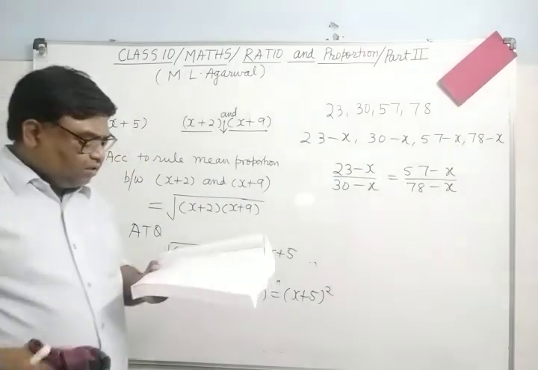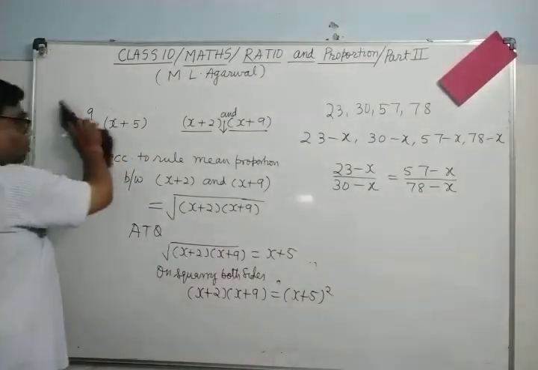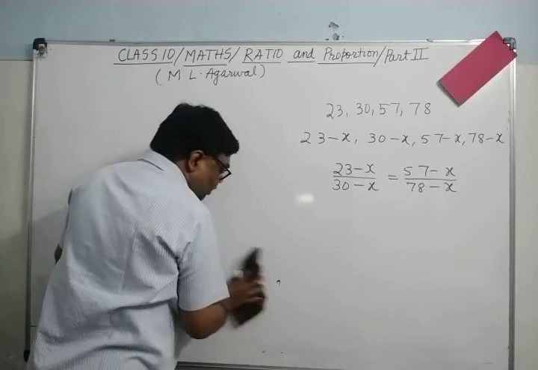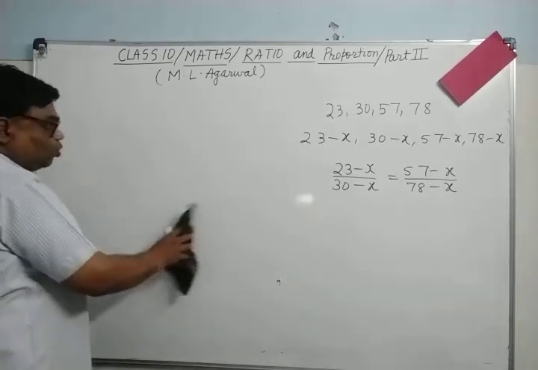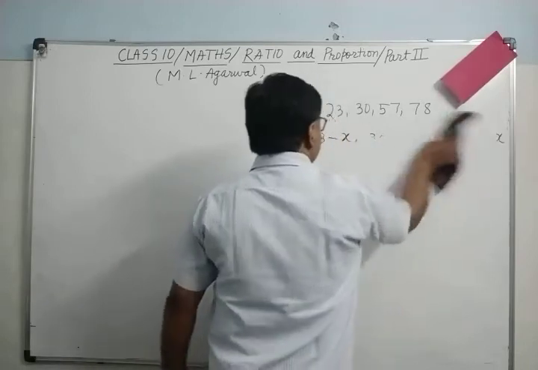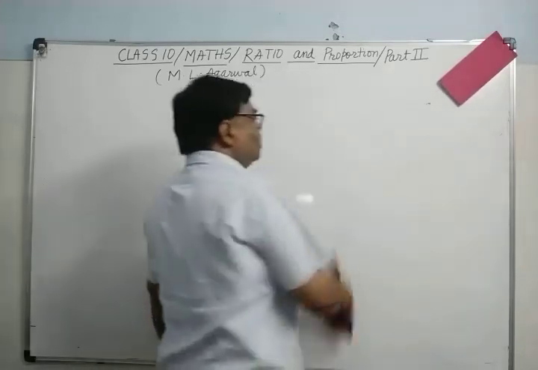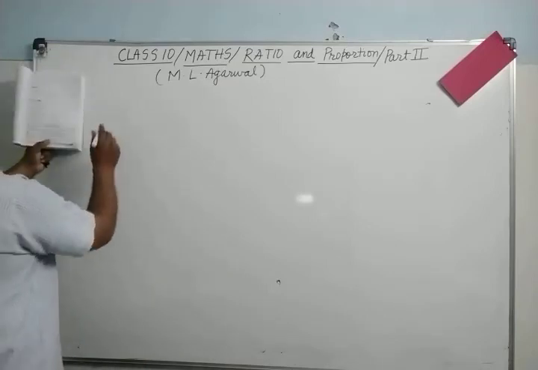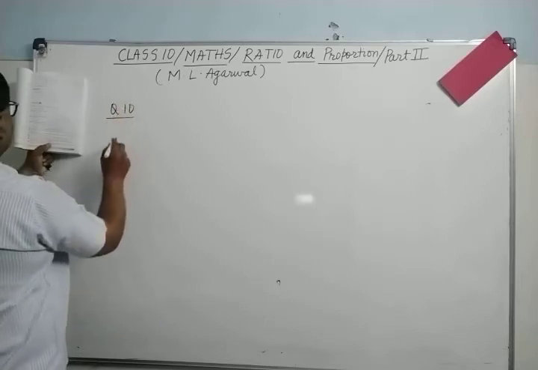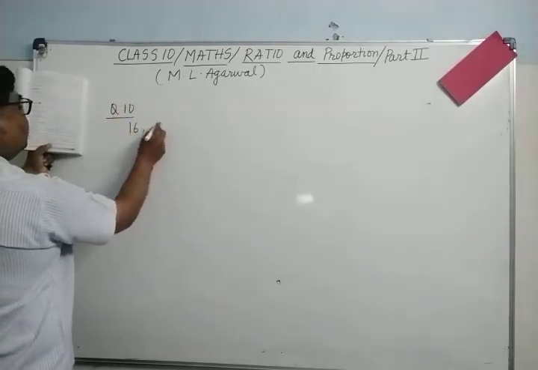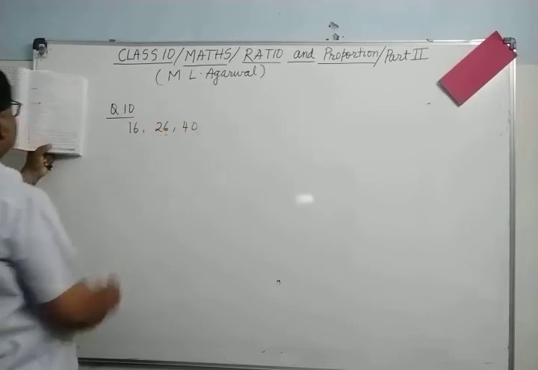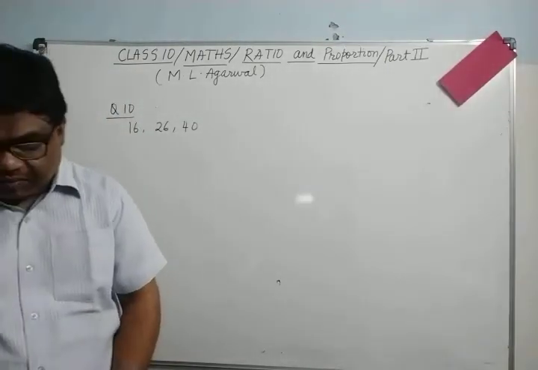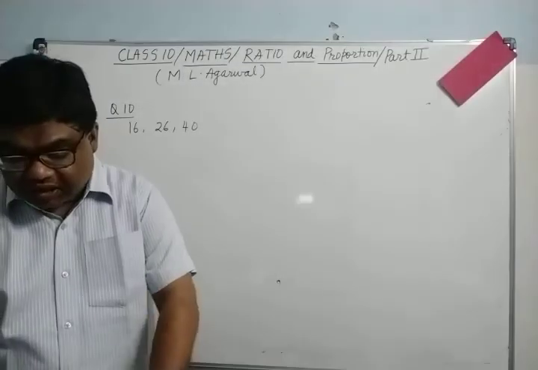Then question number 10. All questions are very simple. I will not do the calculations of these questions, you can do that. I know you will be able to do these calculations. Question number 10: what number must be added to 16, 26 and 40 so that the resulting numbers are in continued proportion?